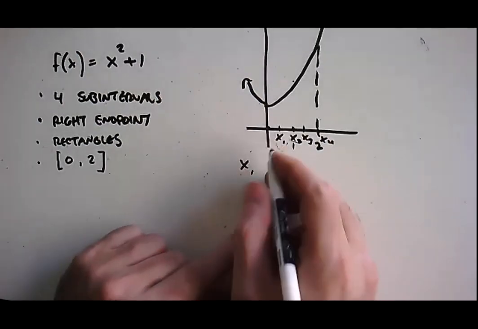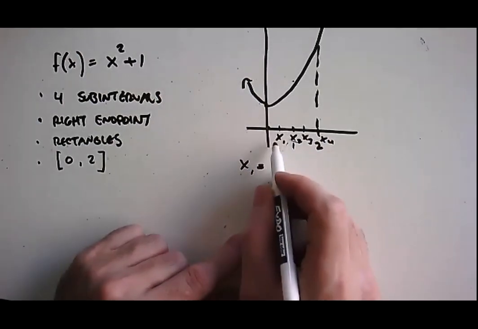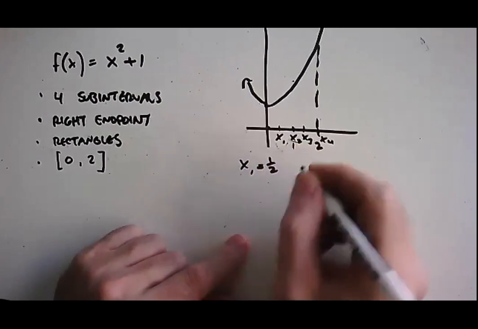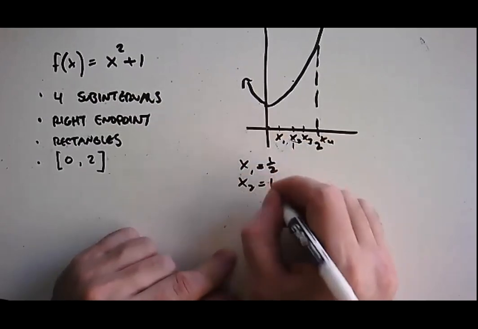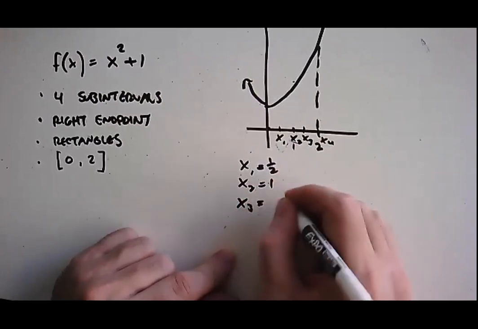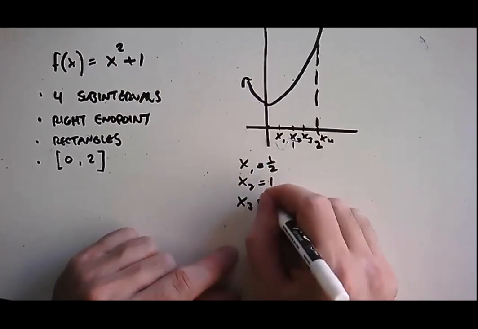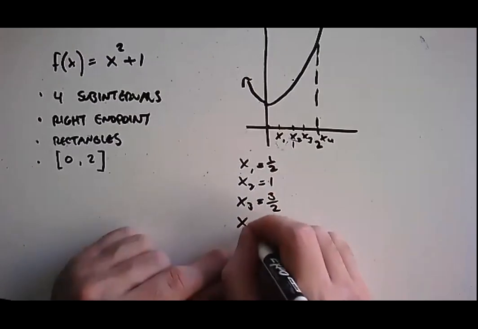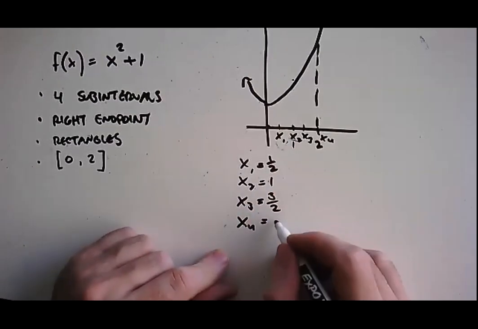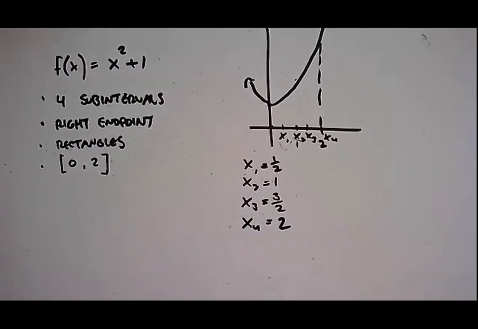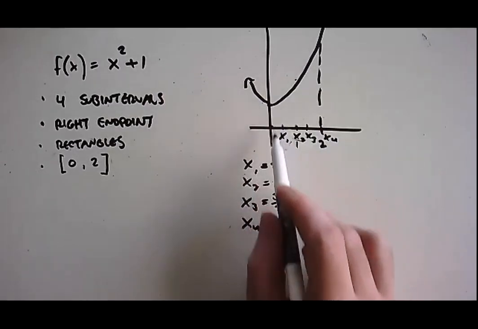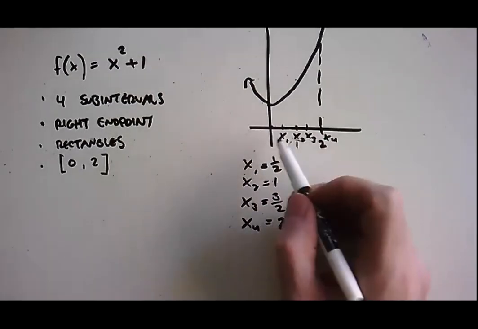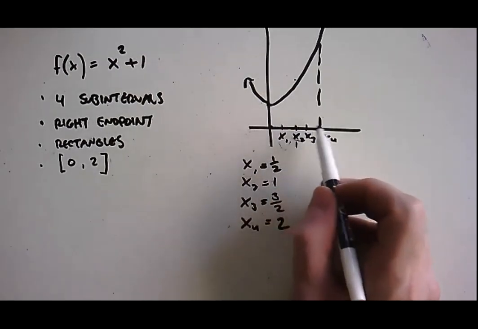Okay, so x sub 1 would be 1/2. X sub 2, the second x value, is 1. X sub 3 is 1.5, so 3/2. And x sub 4 is 2. All right, so what I've done is I've taken my interval from 0 to 2 and divided it into 4 equal subintervals, and I found the right-hand endpoint.